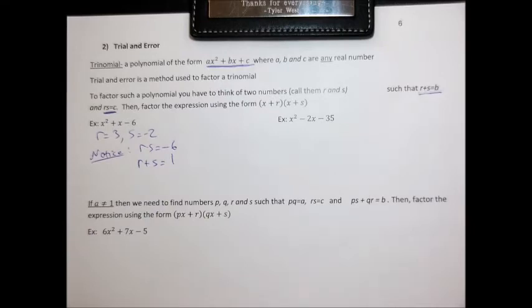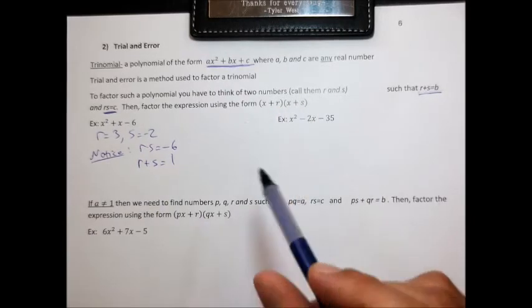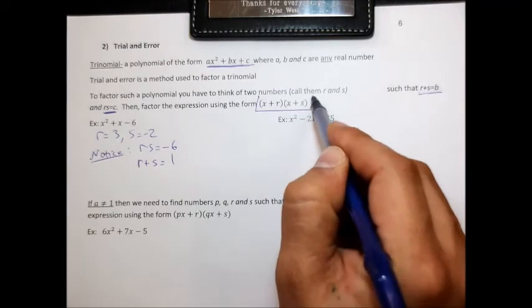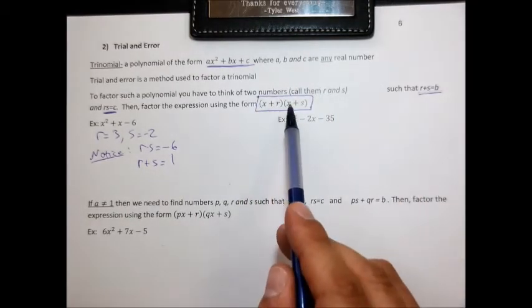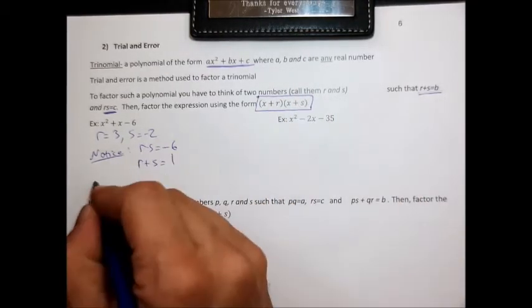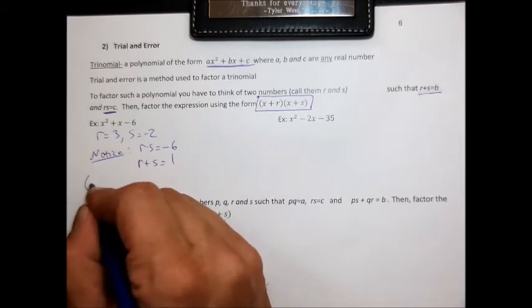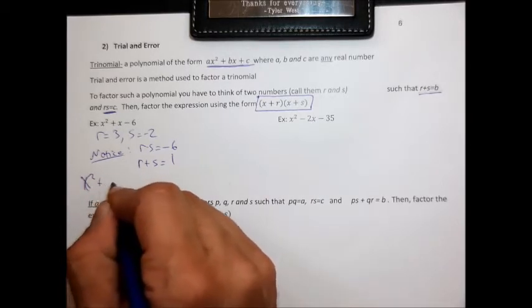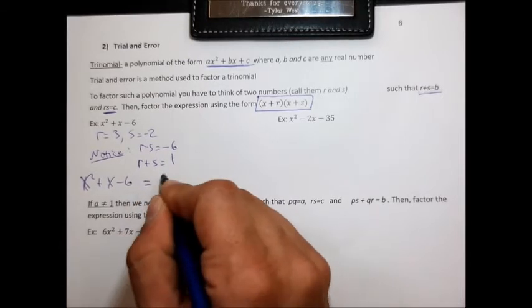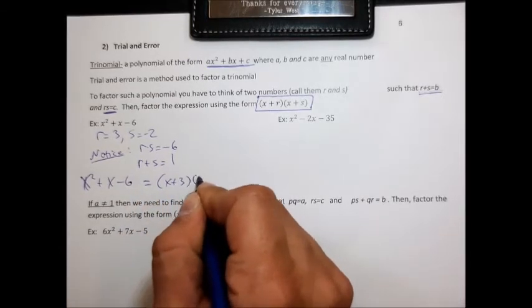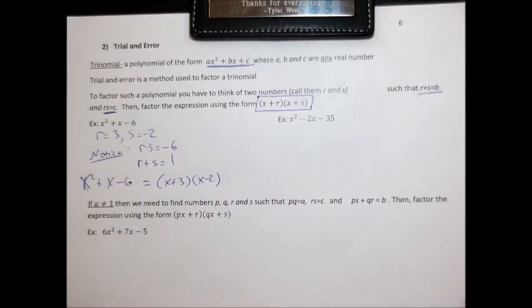That means we can factor this trinomial using this form, x plus r times x plus s. Our final answer might be that x squared plus x minus 6 equals x plus 3 times x minus 2. And as we talked about last time, you can always check a factoring problem by distributing it out and simplifying, and you should get back to the original. So you can always double check those kinds of answers.